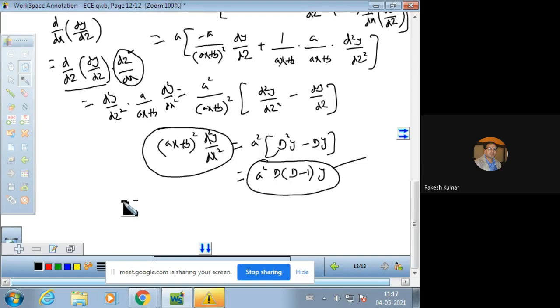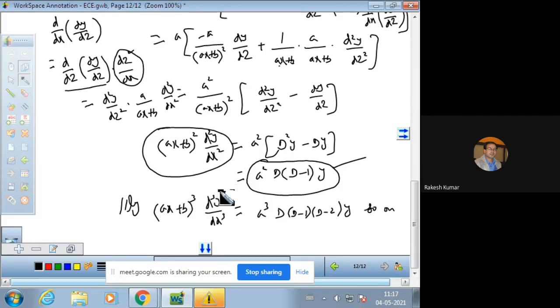In a similar way, we can find out the value of ax plus b whole cube d cube y by dx cube, that will be a cube d into d minus 1 into d minus 2 into y, and so on. You can find out all the values, whether it is a fourth order derivative term, and so on up to the nth order derivative term.